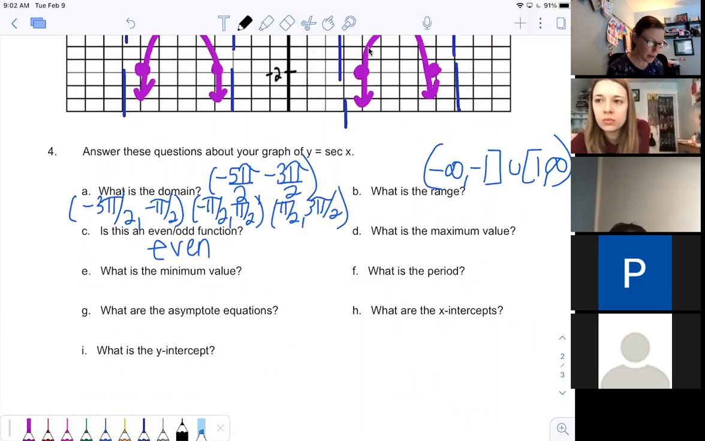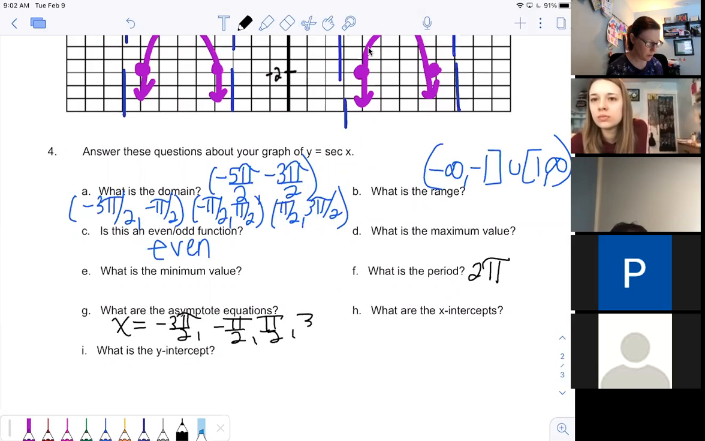The period is 2 pi. Period of cosine is the same as the period of the secant. The asymptotes are every pi over 2 location. So negative 3 pi over 2, negative pi over 2, positive pi over 2, positive 3 pi over 2.